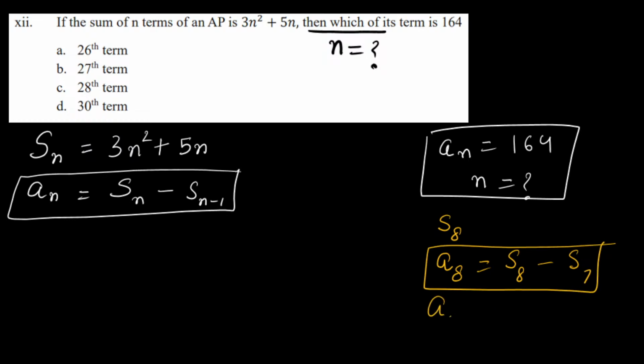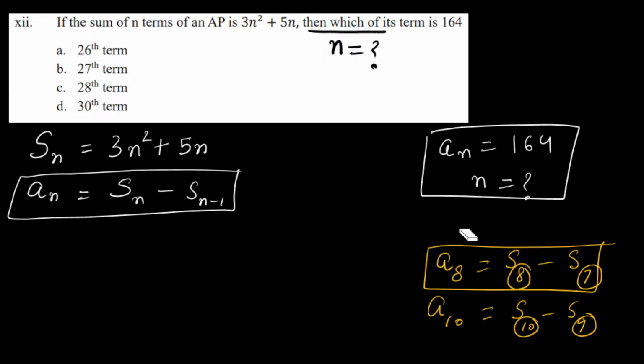If you have to find the 10th term, from the sum, you find the sum of 10 terms minus the sum of 9 terms. See, this is Sn, this is Sn minus 1. Same thing: this is 8, 8 minus 1 is 7. This is 10, 10 minus 1 is 9. So you can always use this formula whenever you know Sn and you have to find an.